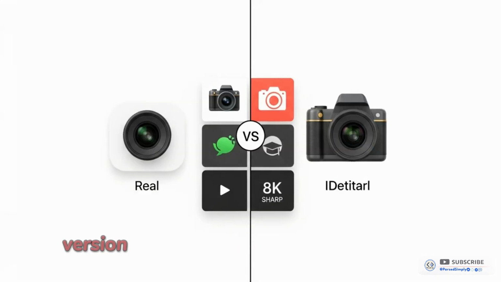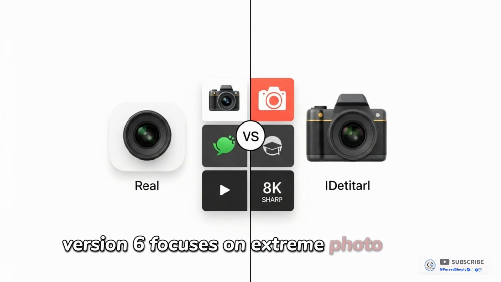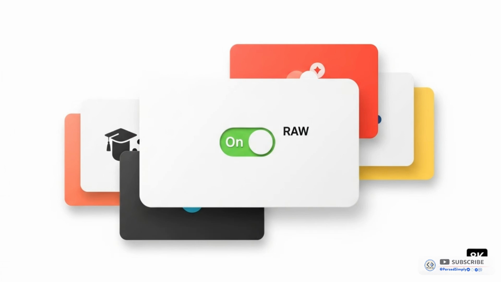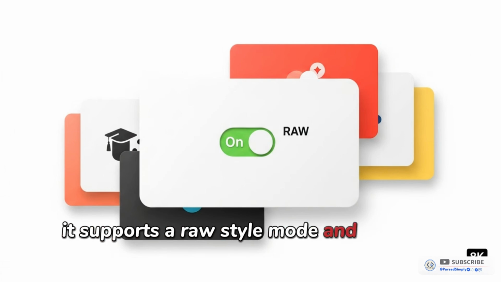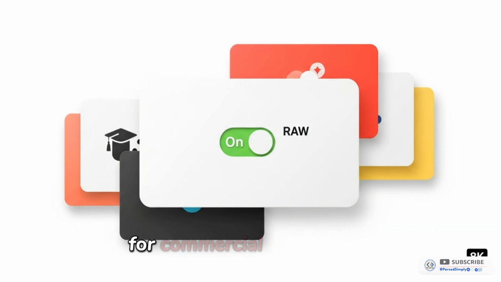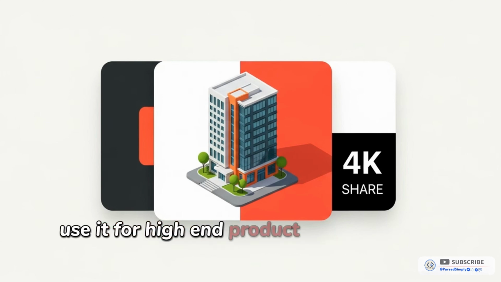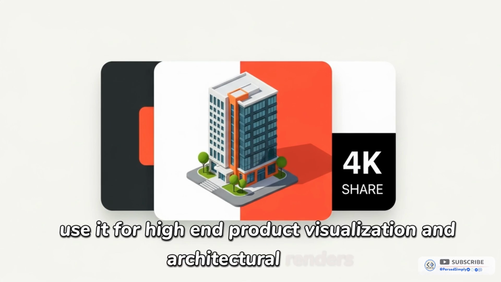Finally, Midjourney version 6 focuses on extreme photorealism and a deeper understanding of technical photography terms. It supports a raw style mode and advanced 4K upscaling for commercial-grade quality. Professional photographers use it for high-end product visualization and architectural renders.